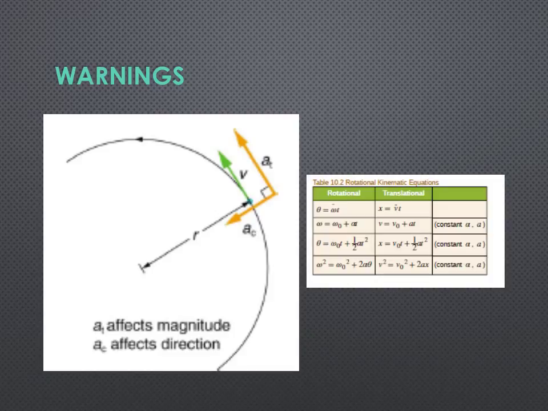Out of your OpenStax book, here's a little chart that matches up your rotational and your translational equations. Please do remember that in all of these equations, in kinematics, we needed a constant acceleration. Our acceleration could not be changing. So that's the same here in rotational, except now it's your angular acceleration that has to be constant.